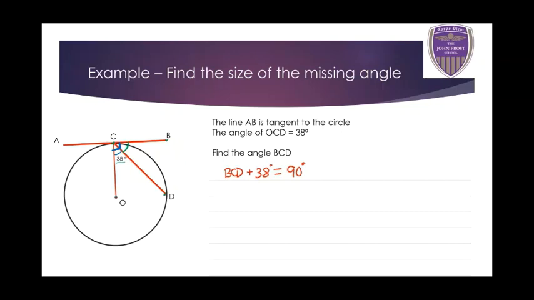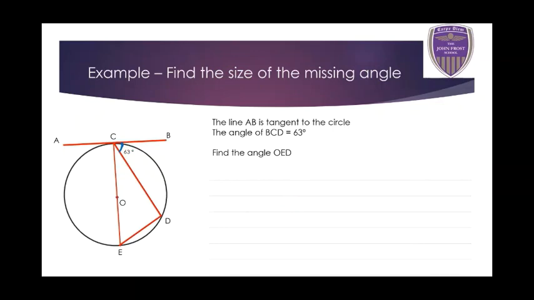So therefore, to find BCD, just rearrange the equation. BCD equals 90 degrees, take away 38 degrees. BCD equals 52 degrees, okay? That's your final answer. Now, obviously, that's quite easy, so we're going to add a bit more complexity to these questions. So let's have a look at a slightly more complex example.